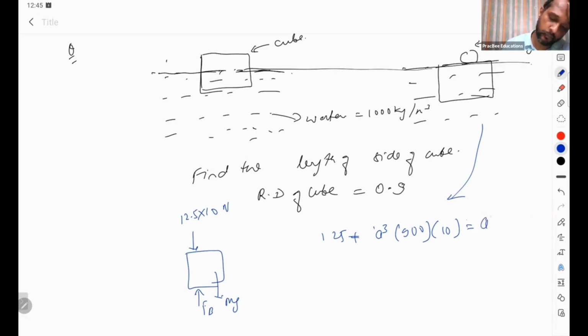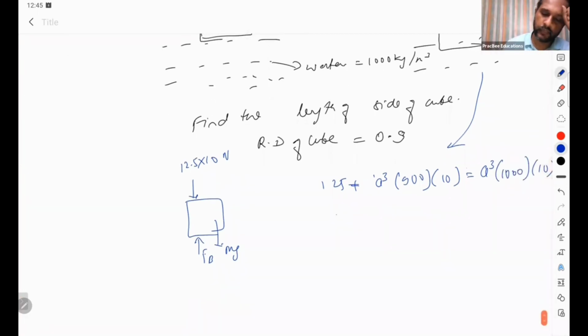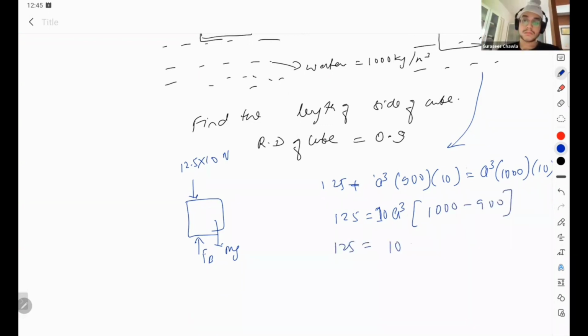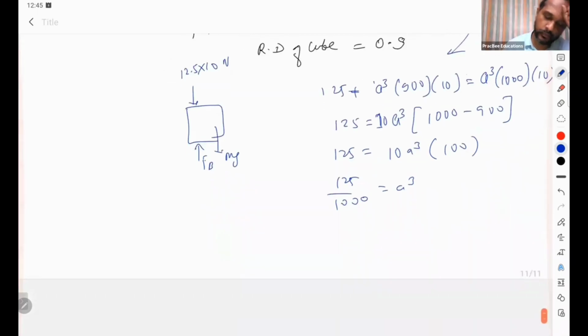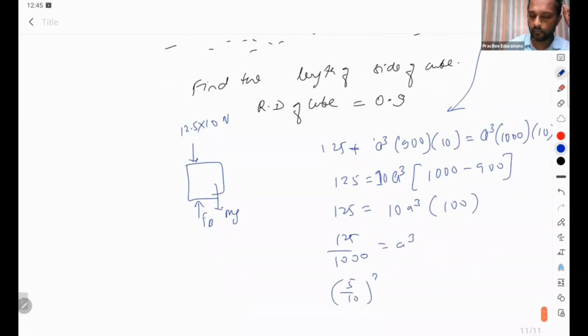So buoyant force is volume, that is a cube into density of liquid, that is 1000 into g, which is 10. So we have 125 is 10 a cube को बाहर ले लेंगे and this is 1000 minus 900. So 125 is 10 a cube into 100. So we have 125 by 1000 as a cube. So we have 5 by 10 cube is equal to a cube. So a is 5 by 10 meters. तो 0.5 हो जाएगा, 0.5 मीटर ये.